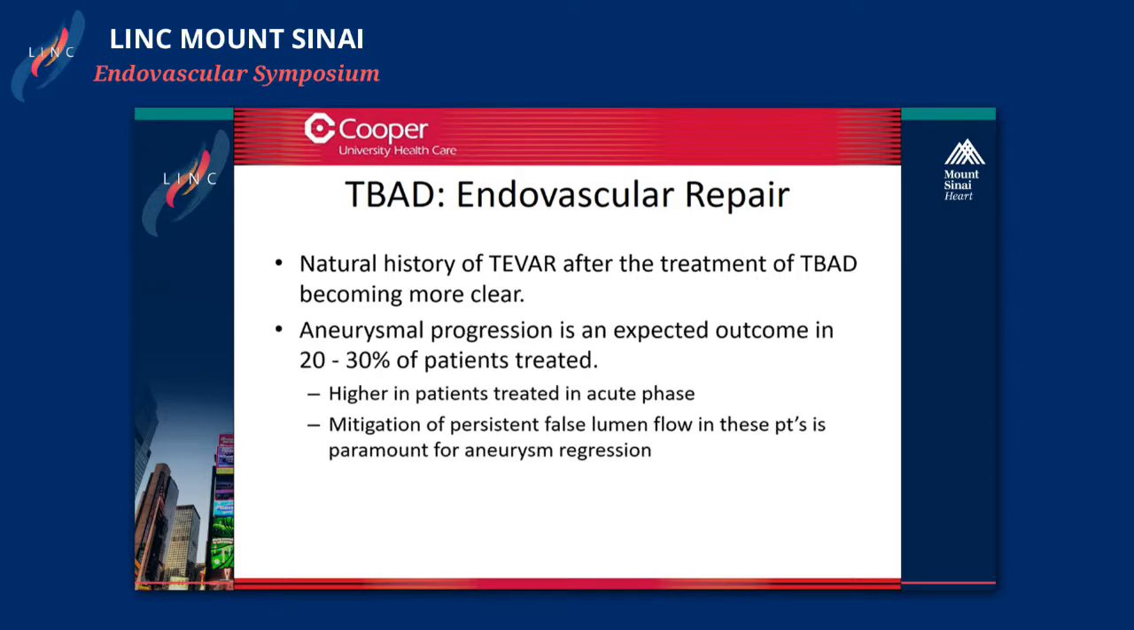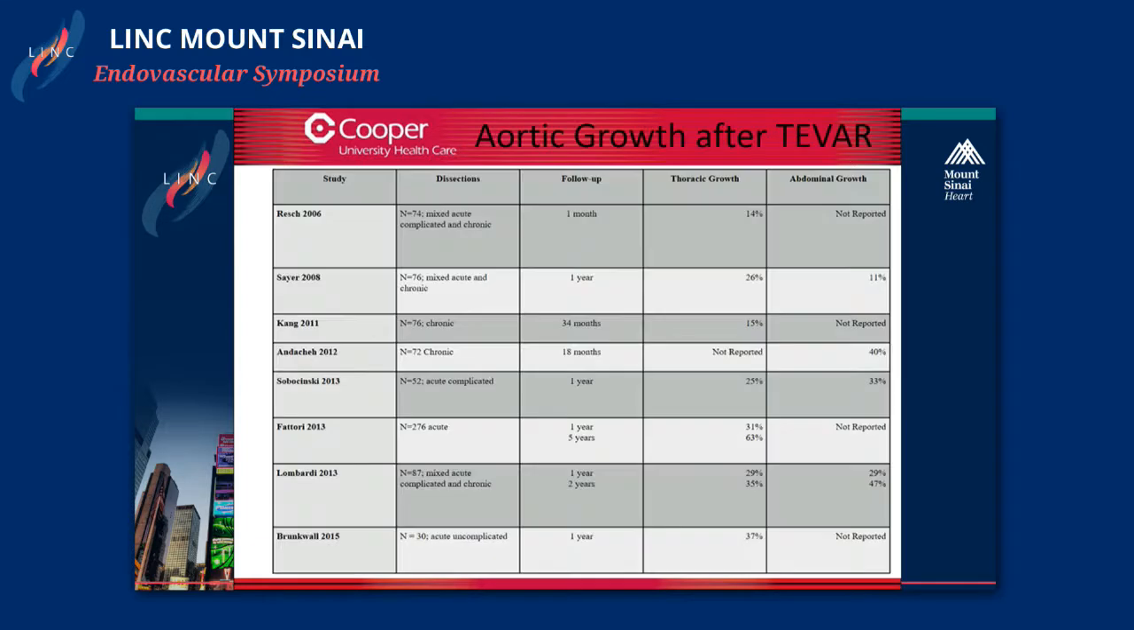We definitely see aneurysmal progression as an expected outcome in 20 to 30% of these patients treated. We know this for a fact now. It's higher in patients treated in an acute phase, and also mitigation of persistent false lumen flow in these patients is paramount for subsequent aneurysmal regression.